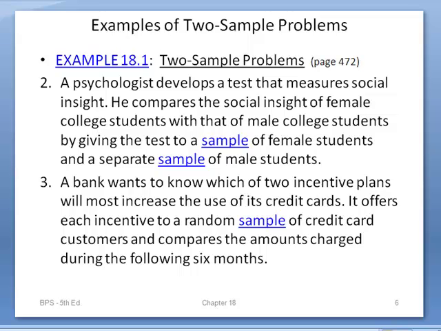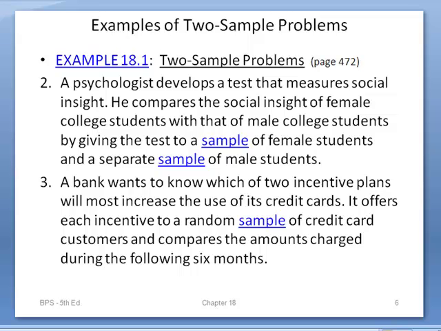Example number 2: a psychologist develops a test that measures social insight. He compares the social insight of female college students with that of male college students by giving a test to a sample of the female students and a separate sample to the male students. Again, one sample does not affect the other.